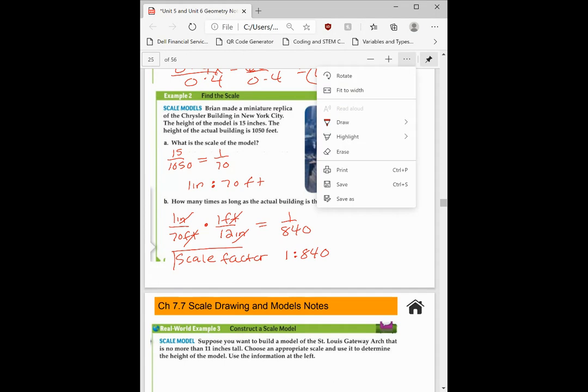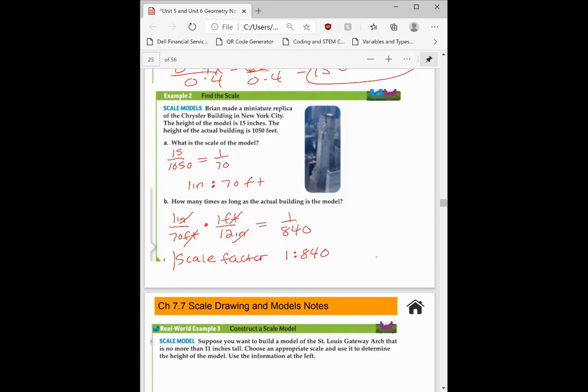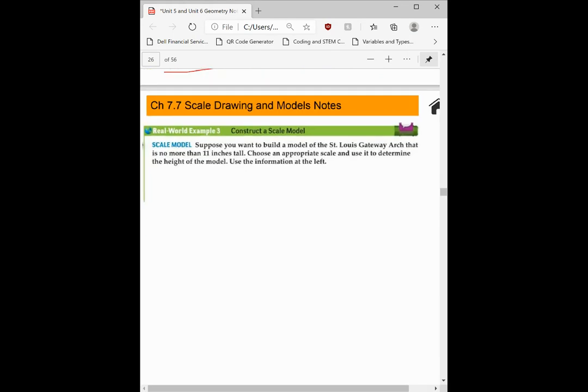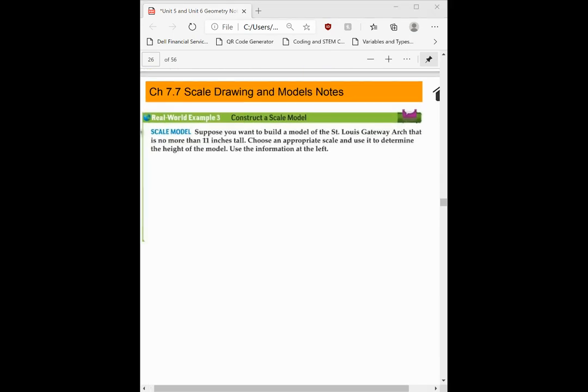Okay? So let's go ahead and move on to example 3. Suppose you want to build a model of the St. Louis Gateway Arch that is no more than 11 inches tall. Choose an appropriate scale and use it to determine the height of the model. It says use the information to the left. I forgot to copy that information to the left, so let me go ahead and copy that now.